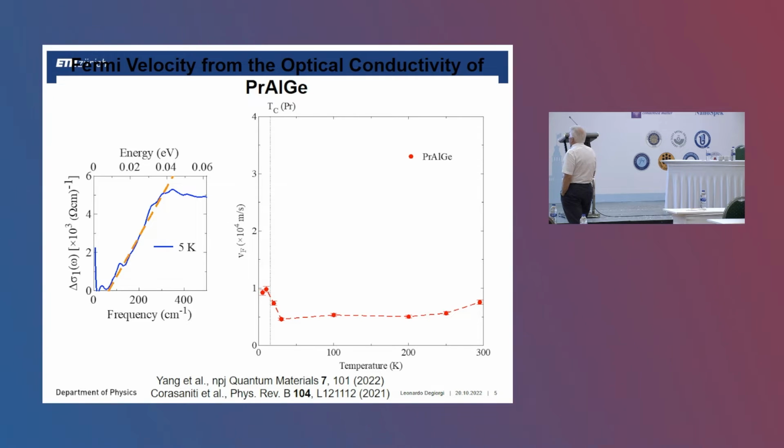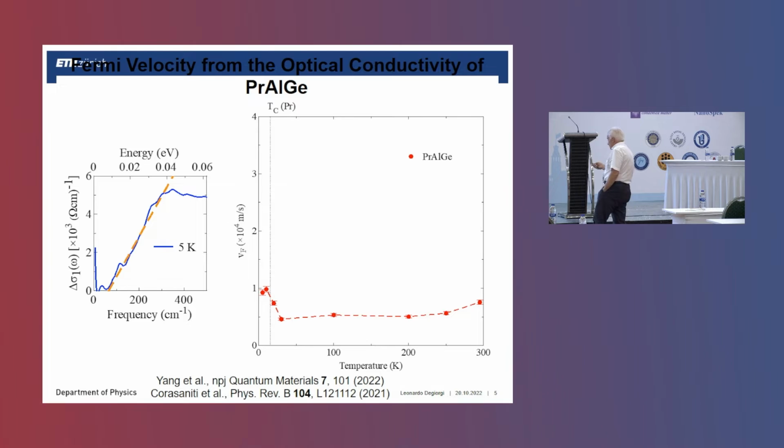And here are the results for the praseodymium compound. There's a very weak depletion from higher temperature. Otherwise, the Fermi velocity is very low and flat and temperature independent in the paramagnetic state. Then we observe a sudden enhancement here, however very moderate, upon crossing the Curie temperature going into the ferromagnetic state itself.